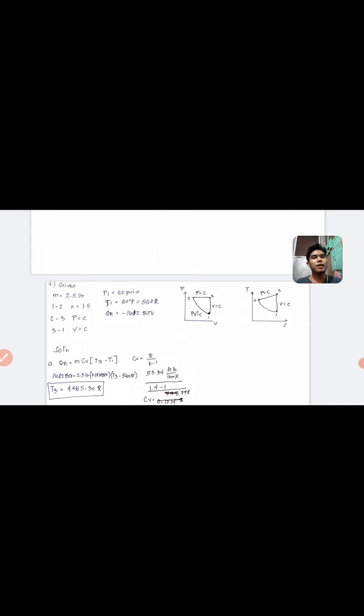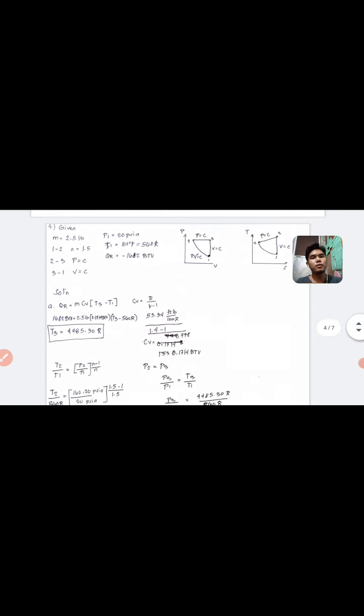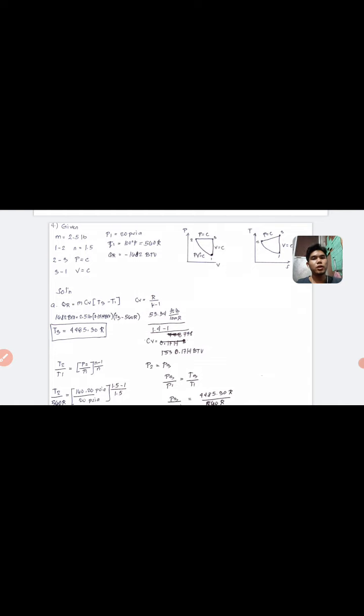And state 3 to state 1, our volume is constant. Now for the TS diagram, here state 1 to state 2 and state 2 to state 3, pressure is constant. State 3 to state 1, volume is constant. Now let's go to our solution.